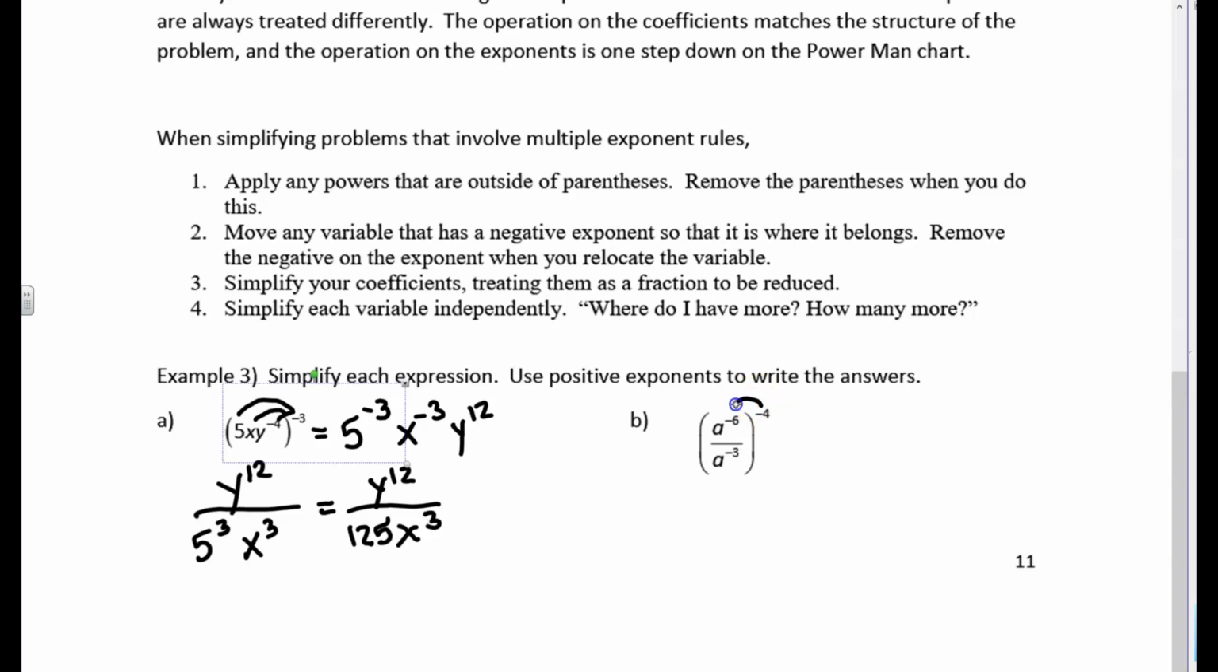Let's look at this guy. First, we're going to apply the outside power. So we do that to get a to the negative 6 times negative 4, which is positive 24, over a to the 12th. And now I don't have any negative exponents, but I can simplify. We have a division problem here, so we can subtract. I get a to the 12th.